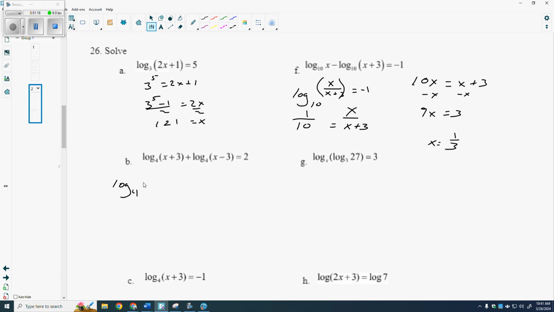I hope we're hitting pause in between and not just watching me do all these or frantically trying to keep up. I'm assuming that you're hitting pause. That's the pace I'm going at, that you've already tried these.